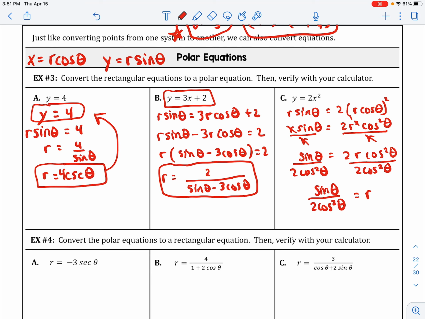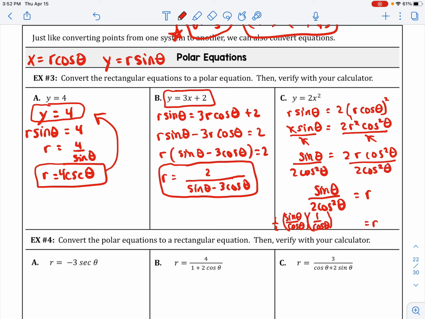So our r is equal to 2 sine theta over 2 cosine squared theta. Now, you could also write this as sine over cosine times 1 over cosine, and then still have your 1/2 out here. That still is going to be sine theta over 2 cosine squared theta, but we could write it with a tangent and with a secant.